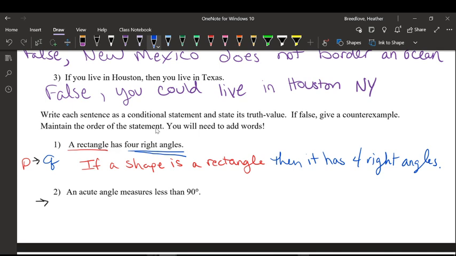All right, so if a shape is a rectangle, then it has 4 right angles. So we took it and we made an if-then sentence, or an if-then statement, conditional statement. So what is the truth value of this? Is this true or false? If it's false, I need a counterexample. If a shape is a rectangle, then it has 4 right angles. Oh, wait. True. It is true. It is a characteristic of a rectangle to have 4 right angles. So this is true.